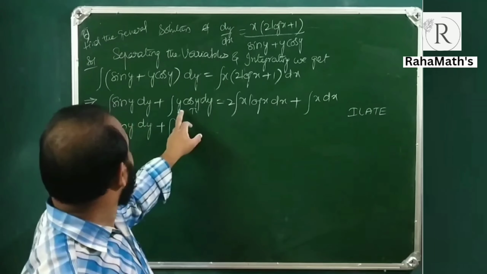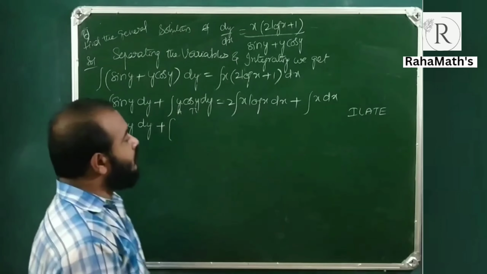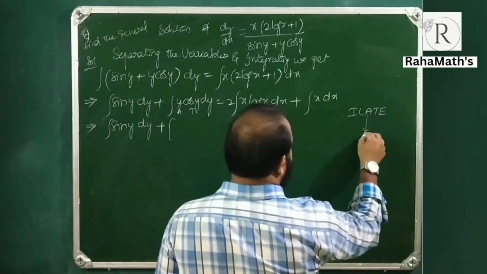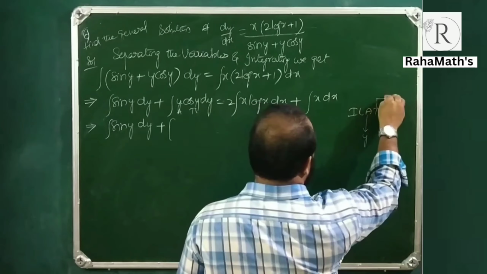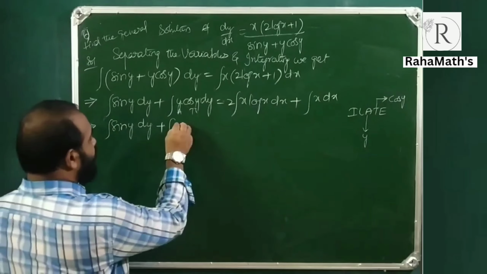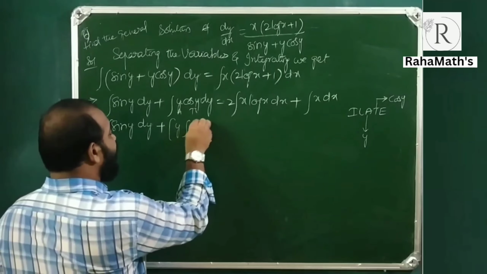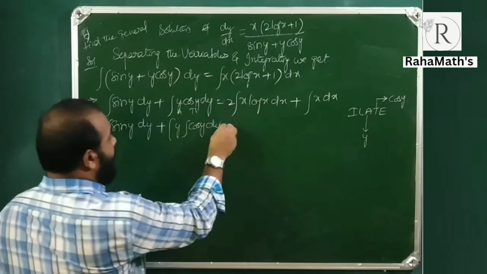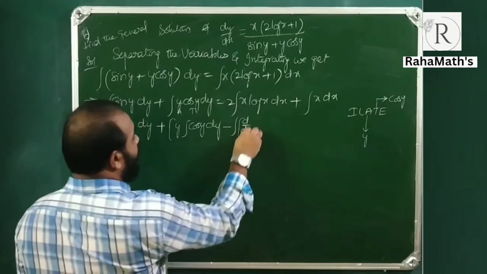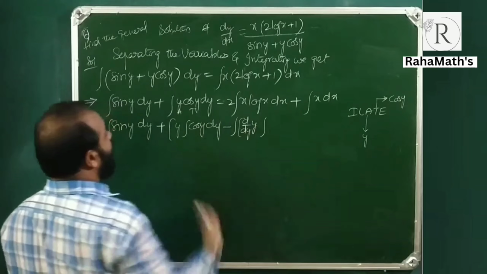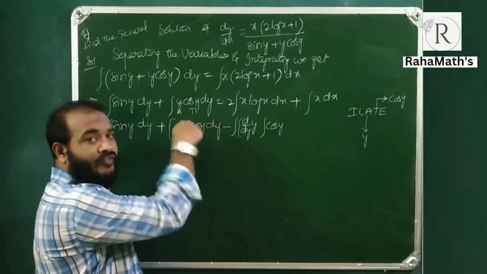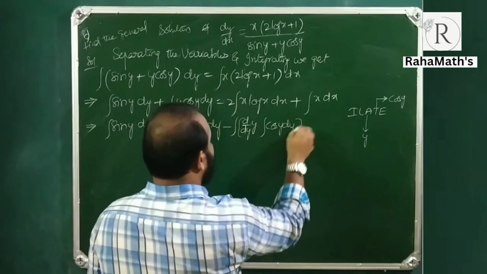So here there is a product of two functions. Here y is an algebraic function and cos y is the trigonometric function. So first function into integral of second function dy minus integral of differential quotient of first function into integral of second function, whole dy.